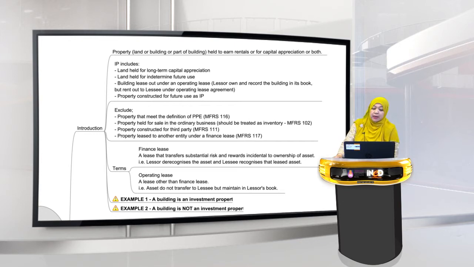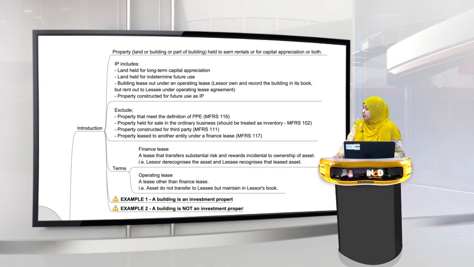Okay. However, under MFRS 140, we exclude certain types of property. First is property that meets the definition of PPE. Under this classification is when we purchase a property with the intention to be used in the business to generate income. So in this case, we will classify this property under MFRS 116.